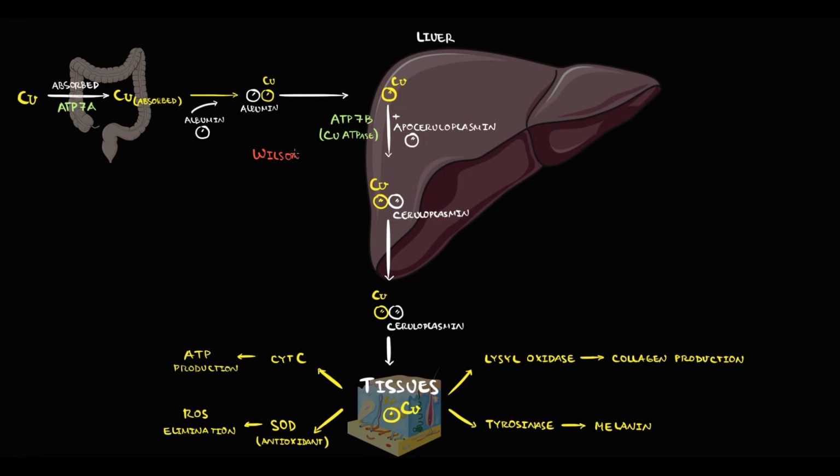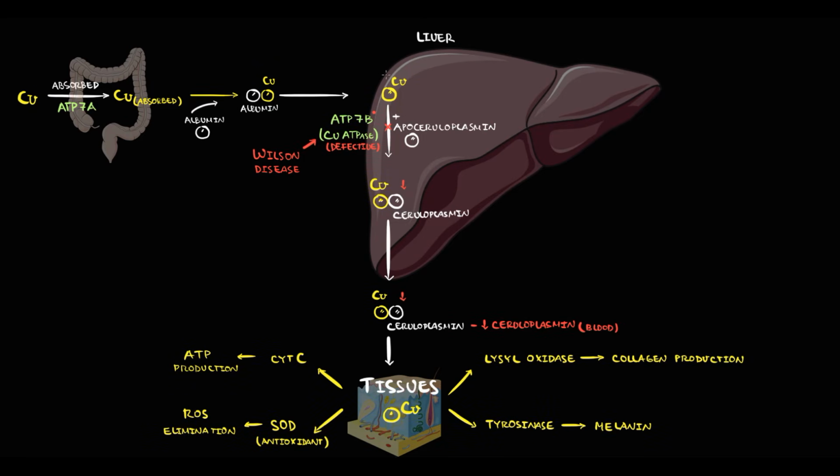But in Wilson disease, a mutation occurs which disrupts the production of the ATP7B transporting protein. And this creates a huge problem because if ATP7B is not working properly, we cannot bind copper to apoceruloplasmin. So ceruloplasmin production will decrease, and obviously with decrease in ceruloplasmin production, the level of ceruloplasmin in the blood will decrease. But also, with decrease in ceruloplasmin production, the transportation of copper out of the liver tissue decreases. So copper begins to progressively accumulate in the liver tissue.